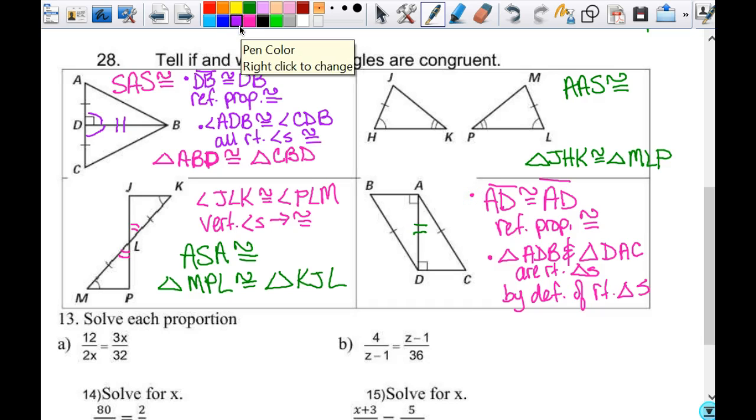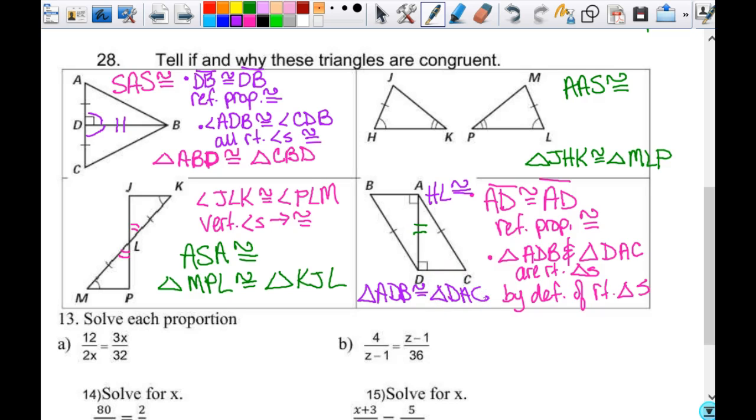That means that these two triangles are congruent by HL. So this is HL congruence. My triangle congruence statement would be triangle ADB is congruent to triangle, let's see, ADB would be DAC. Okay. So I'm going to stop there for part 2, which means I'll do the rest in part 3. So there'll be 3 parts to this review.